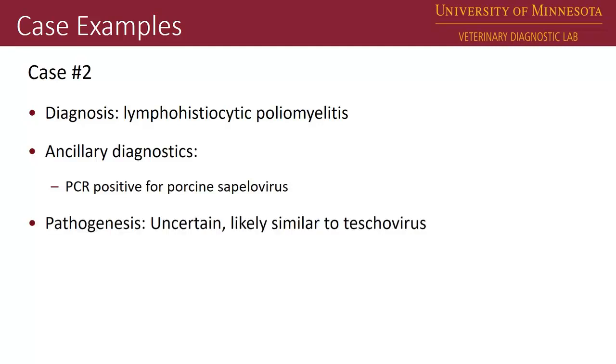Pathogenesis in this case is uncertain. This is a picornavirus and closely related to teschoviruses and other enteroviruses, so it probably has a similar type of pathogenesis, but it hasn't been described exactly how we get the neural component. But pigs can be infected and not have CNS signs.